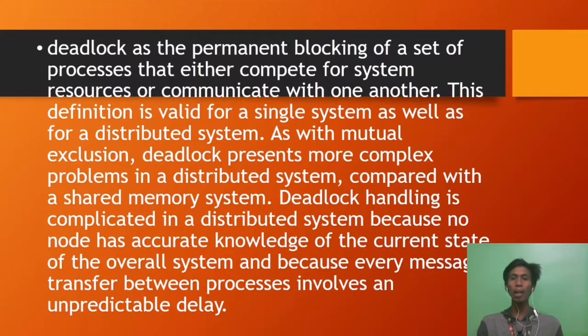Deadlock is the permanent blocking of a set of processes that either compete for system resources or communicate with one another. This definition is valid for a single system as well as for a distributed system. As with mutual exclusion, deadlock presents a more complex problem in a distributed system compared with a shared memory system. Deadlock handling is complicated in a distributed system because no node has accurate knowledge of the current state of the overall system, and because every message transfer between processes involves an unpredictable delay.